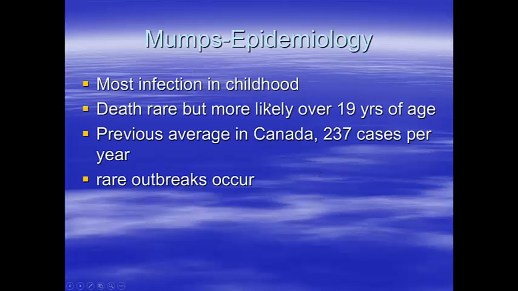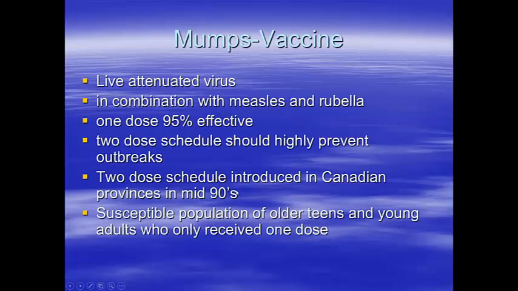Most of the infection tended to occur in childhood, and death in children was very rare, but could occur occasionally in older patients who got mumps infection. Previously, there were about 237 cases per year, but nowadays it's very rare for this disease to occur. There was an outbreak in eastern Canada several years ago.